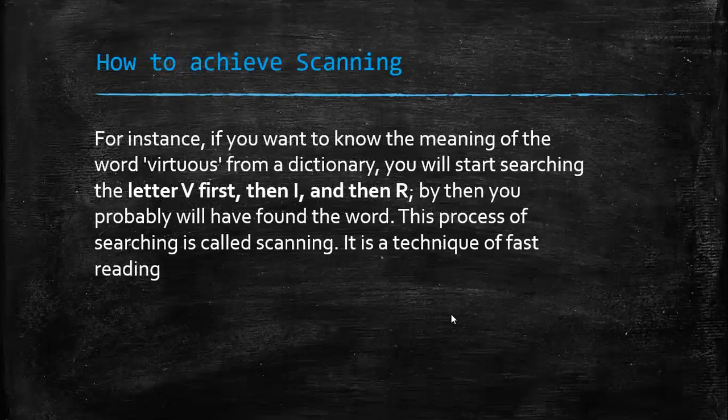For instance, if you want to know the meaning of the word virtuous from a dictionary, you will start searching the letter V and then I and then R. By then, you will probably have the meaning of the word virtuous. Like, you'll have found it automatically when you reach the letter R. So that's a process. This process of searching is called scanning.